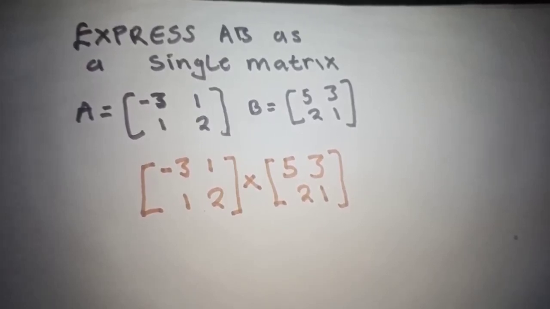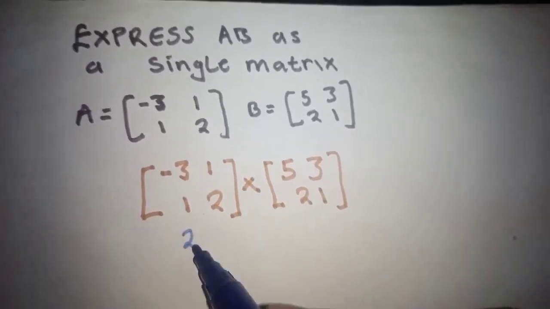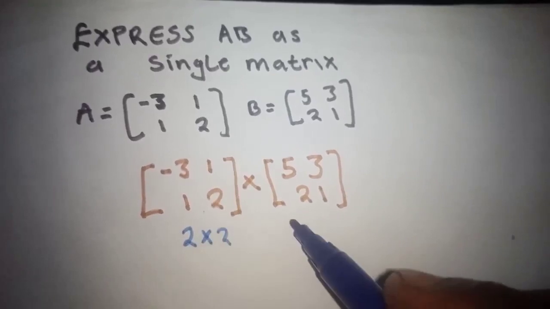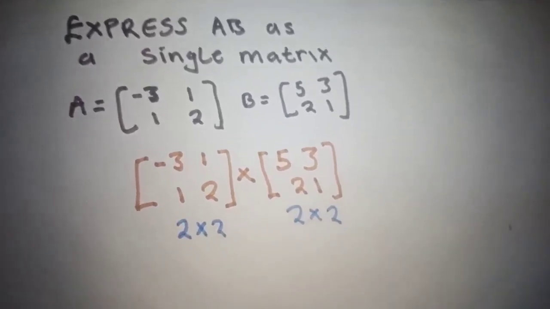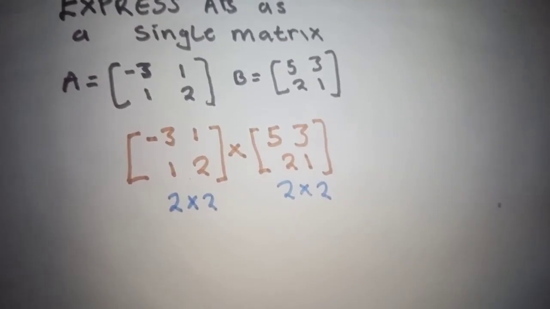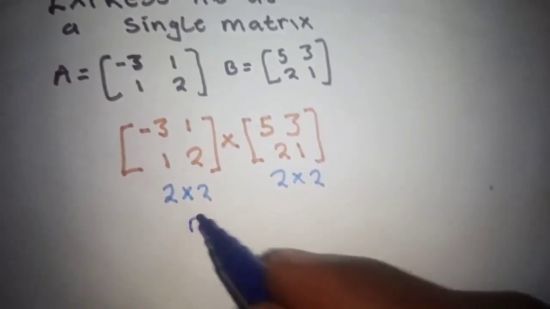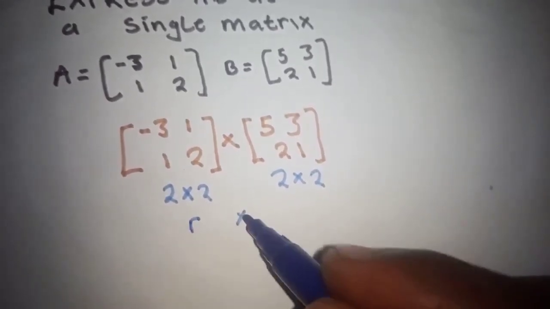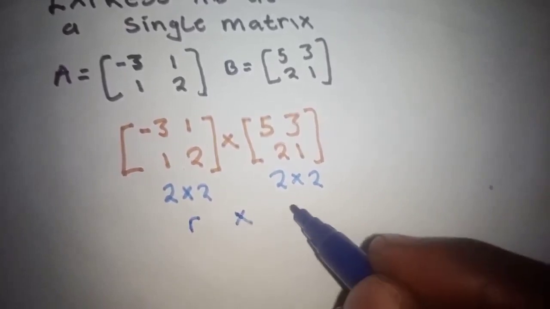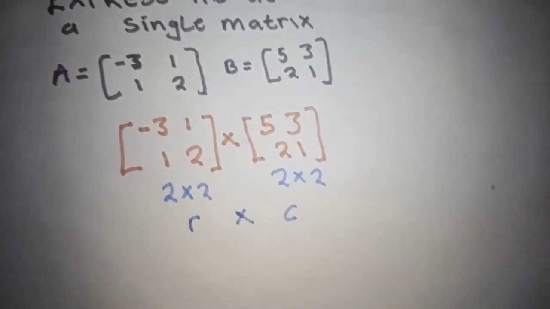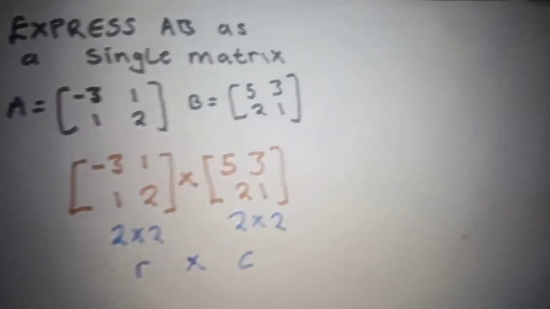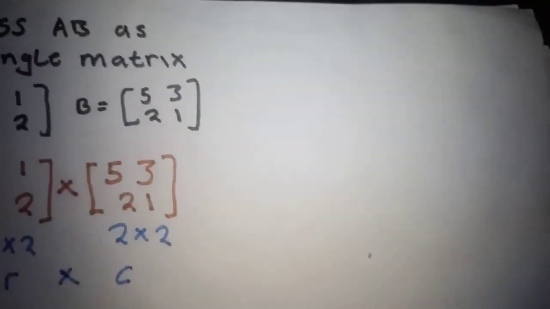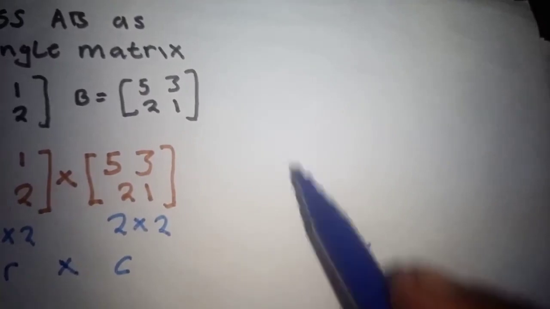If we notice the order of these two matrices, this one is a 2 by 2, and this one is also a 2 by 2. To multiply matrices, we simply use this formula: row by column. Before we answer this question, let me do a bit of explanation. Maybe this can help to make things quite simple.